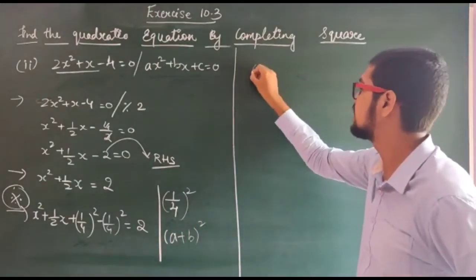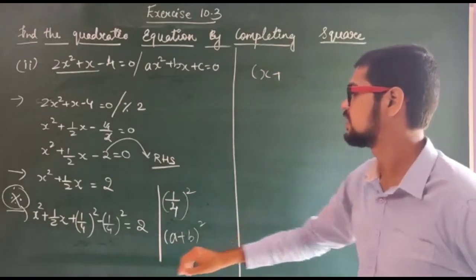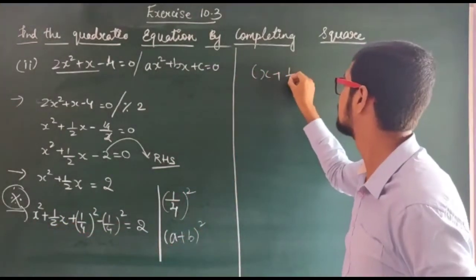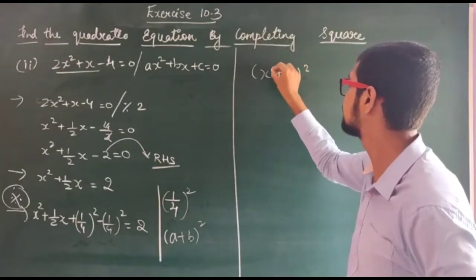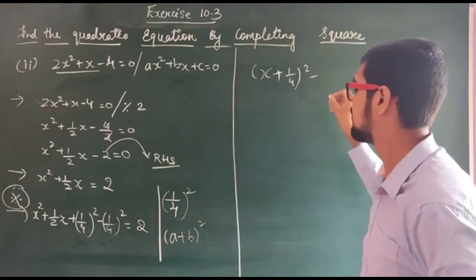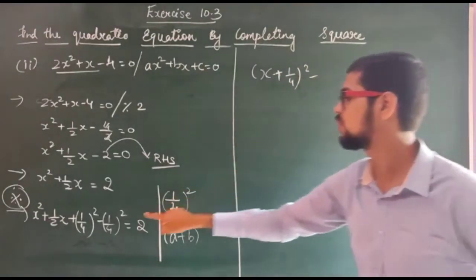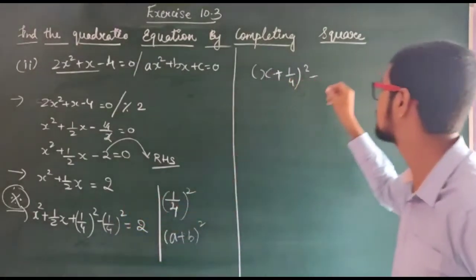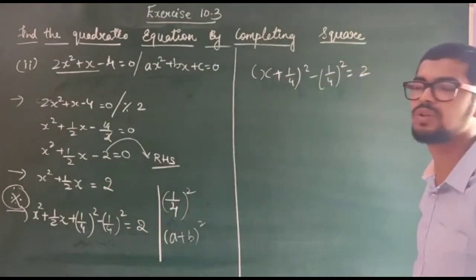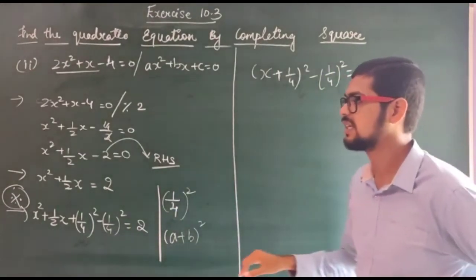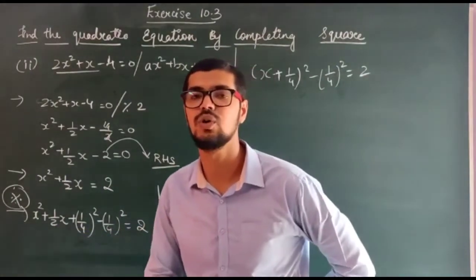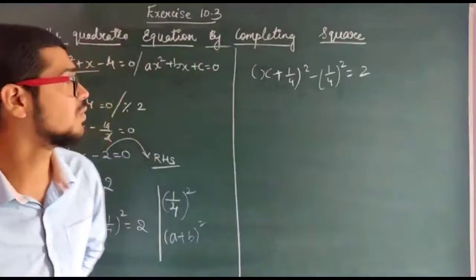So I can write this as x plus, that is x is a, b is 1 by 4, whole square is a plus b whole square minus, I am left out with minus 1 by 4 whole square. So this is 1 by 4 whole square is equal to 2. I repeat it once again. I must reduce this equation into a plus b whole square or a minus b whole square form.